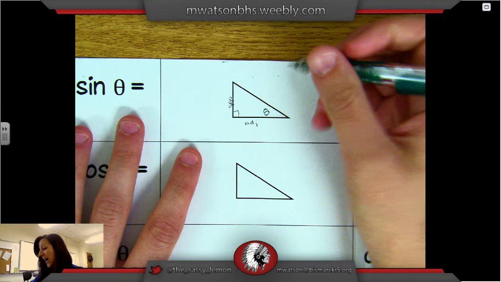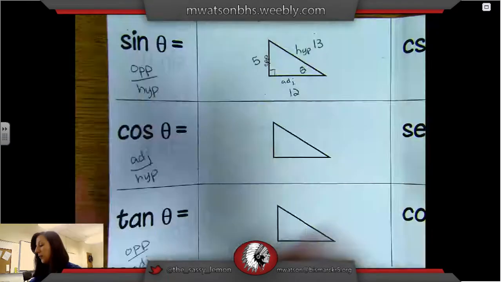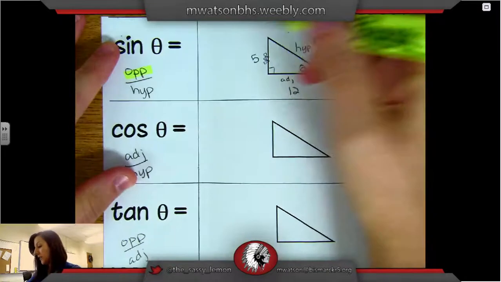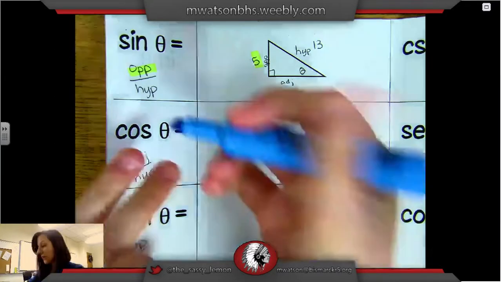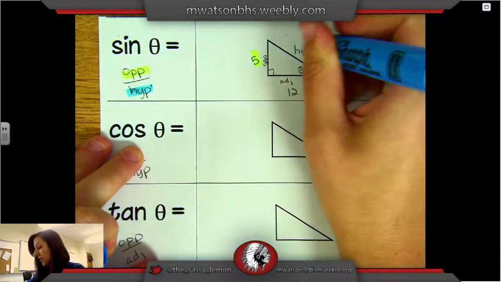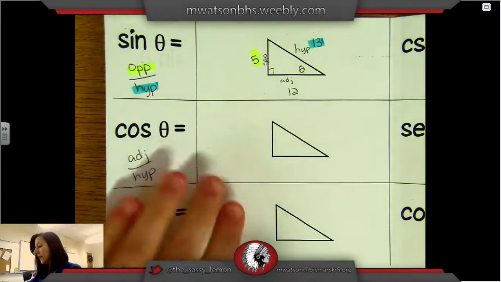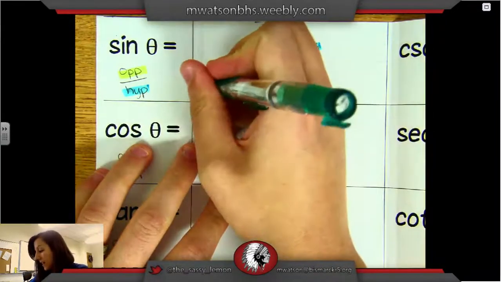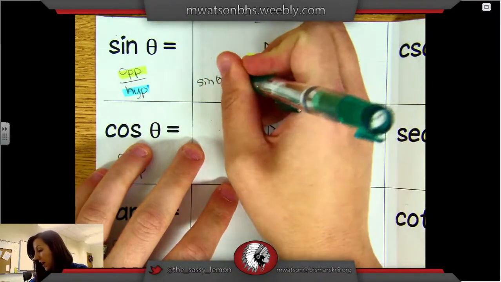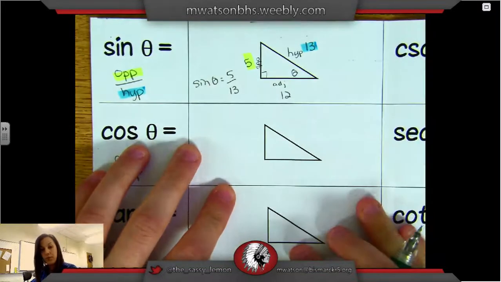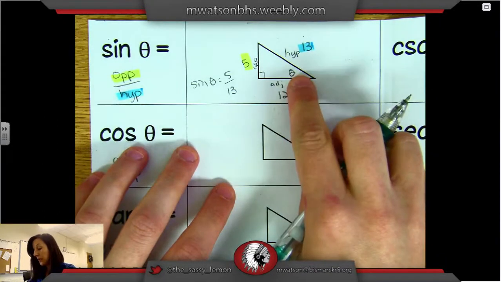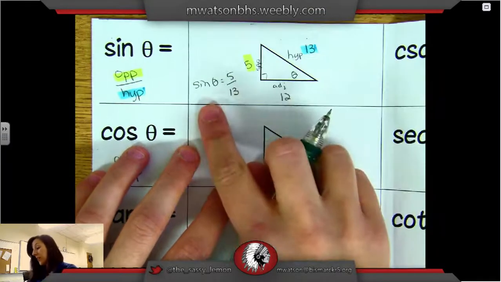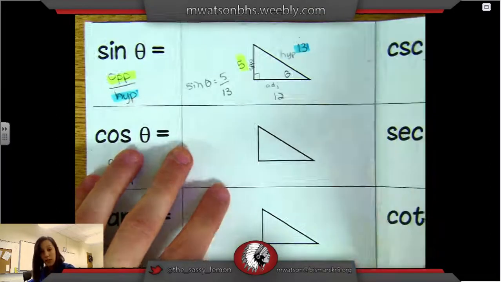So if we want to find sine, then that means we're going to look at, I'm going to grab my highlighter, we're going to look at the opposite side, which is 5, over the hypotenuse, which is 13. So in this instance, we could say that sine of theta in this triangle is 5 over 13. And that's it. We don't even know what this angle is, but we know, because of the setup of the triangle, that sine of that angle is going to be 5 over 13.